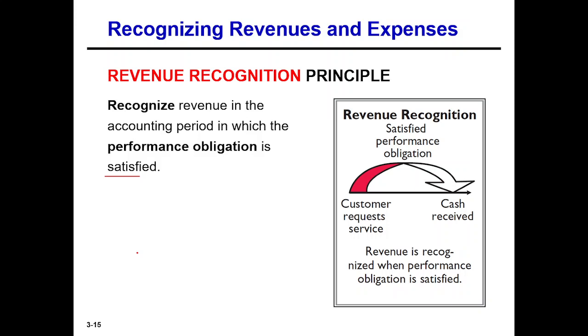Our business or company have customer requests. Customers request a service. When our company satisfies this obligation, we will recognize the revenue without waiting for cash received. So revenue will be recognized when performance obligation is satisfied in accordance with the accrual basis of accounting.